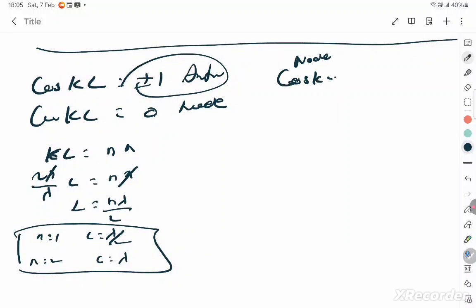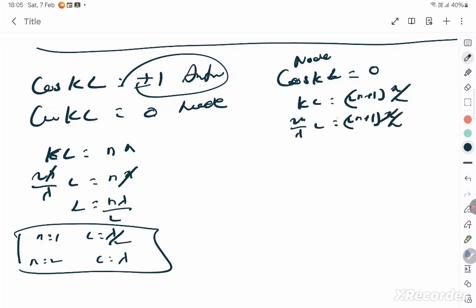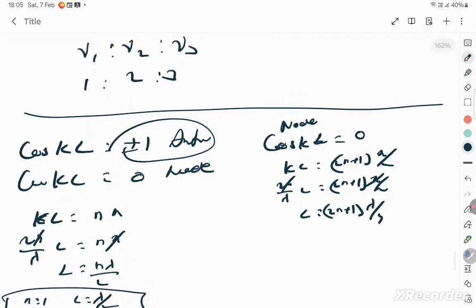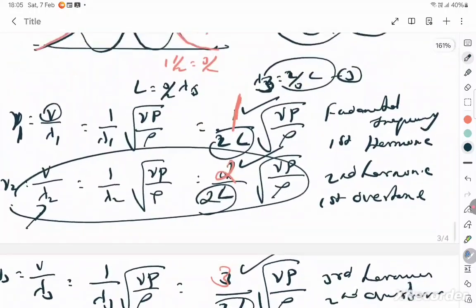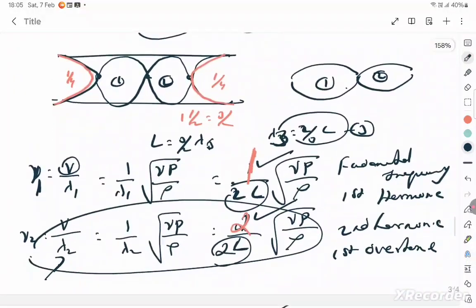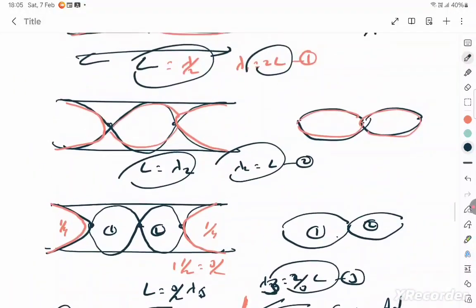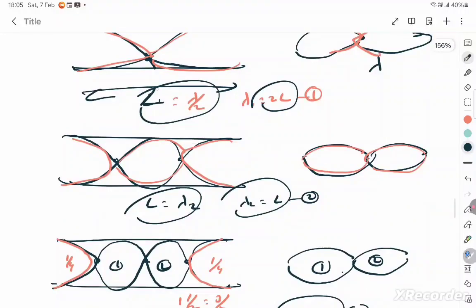Cos kx is equal to 0. Cos kl is equal to 0. This occurs at kl is equal to (2n plus 1) into pi by 2. 2 pi by lambda into L is equal to (2n plus 1) into pi by 2, where pi and pi get cancelled. L is equal to (2n plus 1) into lambda by 4. When you put n is equal to 0, n is equal to 1, you get the same conditions for the nodes that we discussed. Okay, but we just discussed here only about length.